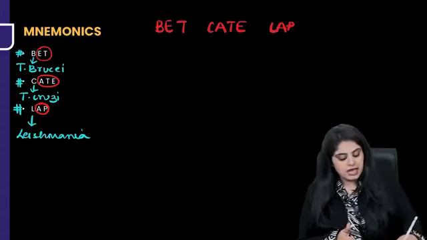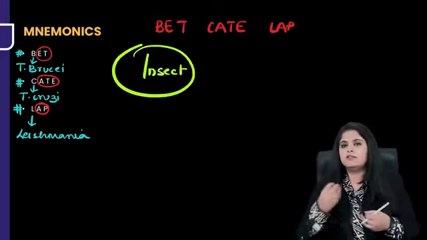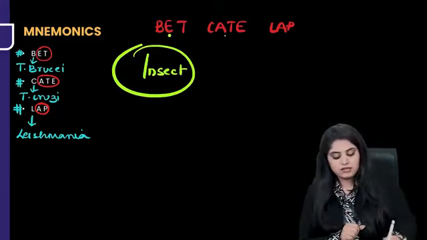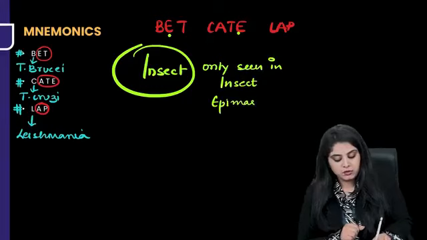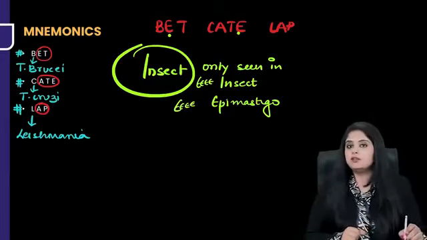Out of them, I am now going to tell you that each one of them has an insect. Somewhere there will be a bug, somewhere there will be a fly. Everywhere there will be an insect, and the form that is only seen in insects, not seen in humans, is the epimastigote form. So from today, remember: insect, and that is going to be epimastigote.